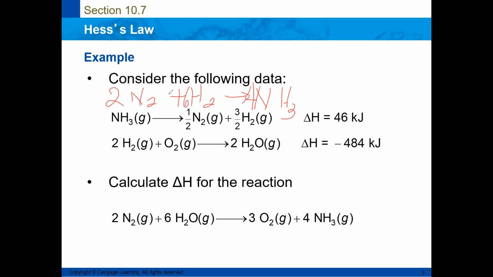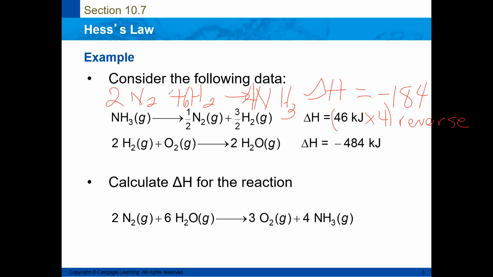Okay, so what we did to that one is we reversed it and we multiplied it times 4. So reversing it means that this delta H is now, let's see, 46 times 4, it's 184. But it's negative 184 because we reversed it and we multiplied it times 4, right? And reverse.